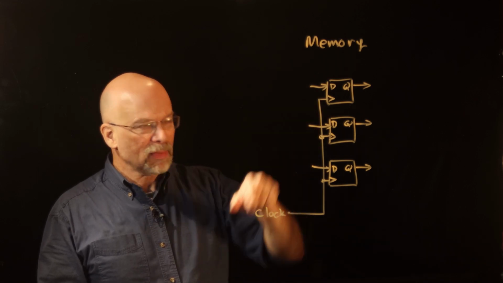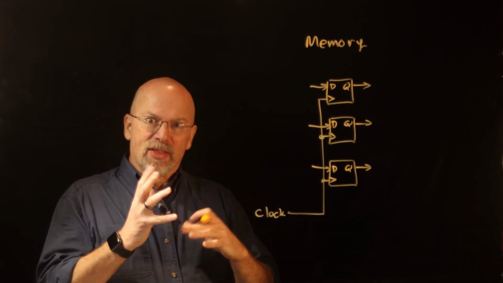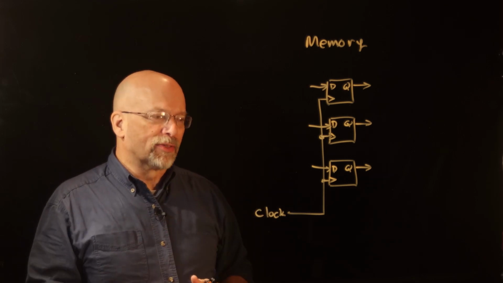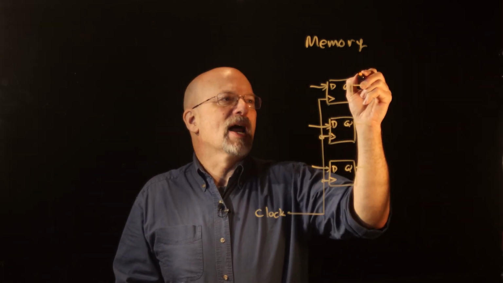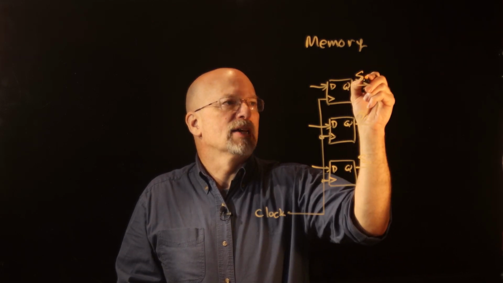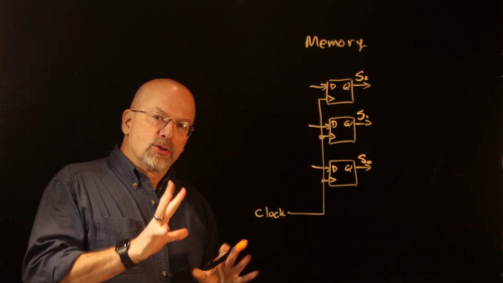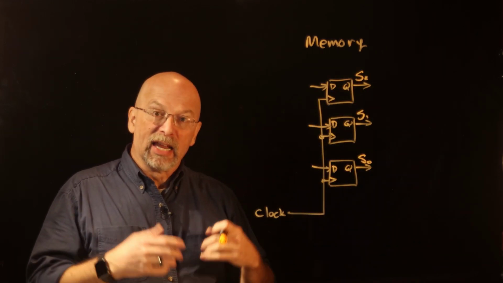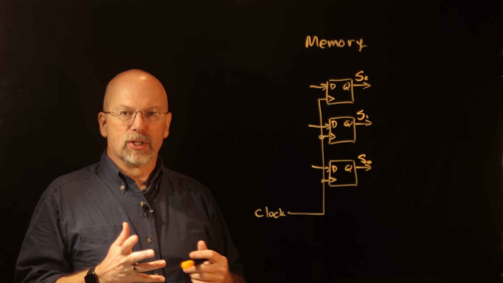Now, coming out the Q bits, that's our current state. With the nomenclature that I'm using to represent the state machine, I'm just simply going to number them S0, S1, and S2. And so those 3 bits represent, from the least significant to the most significant, the condition of our machine.